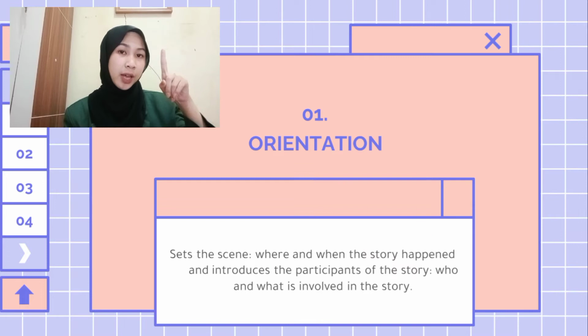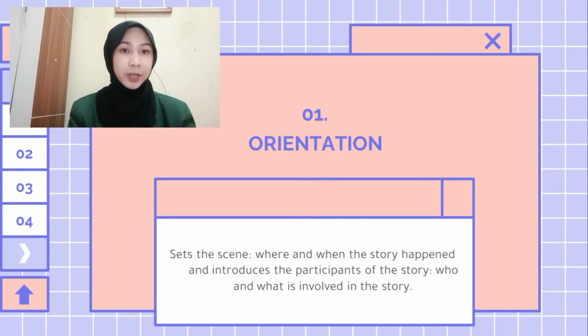The first one is orientation. Orientation sets up where and when the story happens and introduces the participants of the story, who and what is involved in the story.